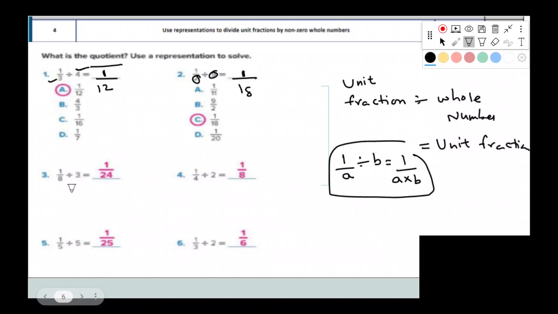1/8 divided by 3, put 1 in the numerator always, upon 8 multiplied by 3, which is 1 upon 24. Now question number 4, 5, 6 are same. So the same questions we need not do, just practice.